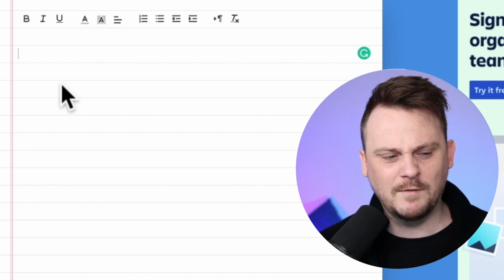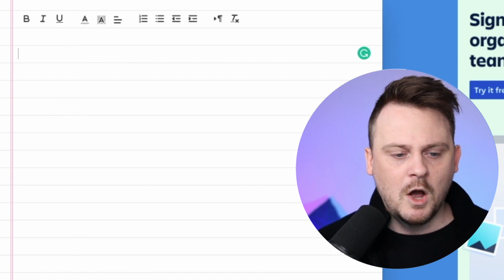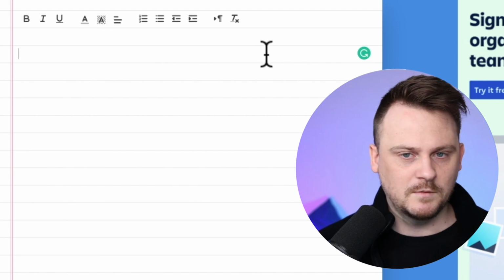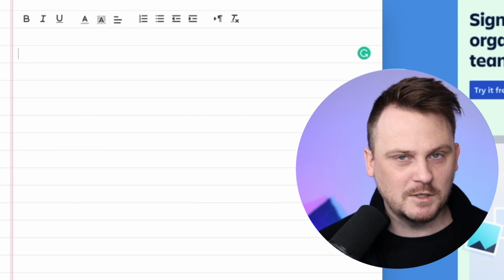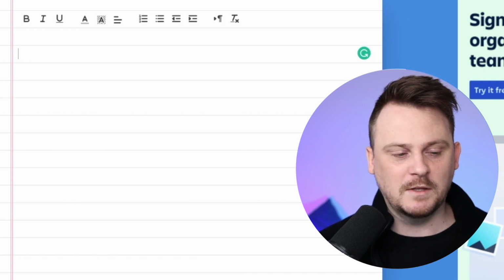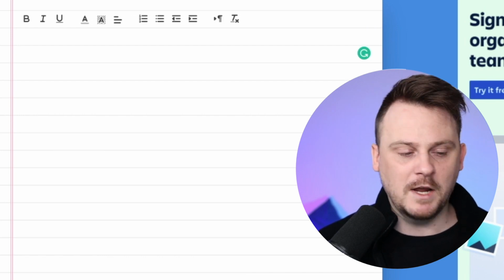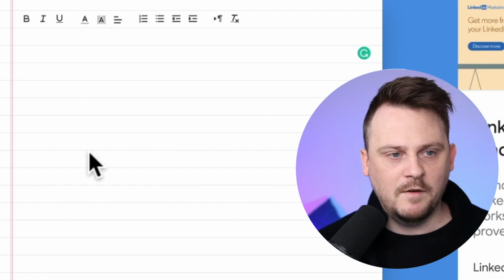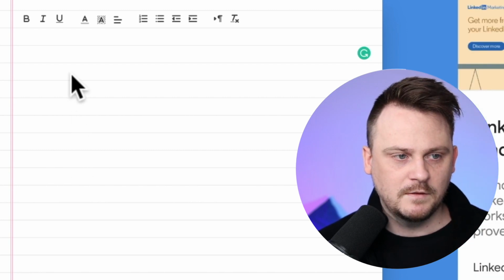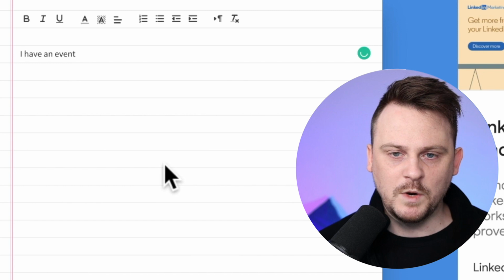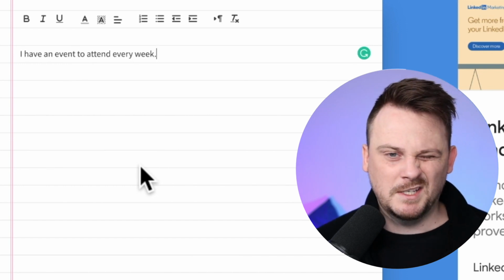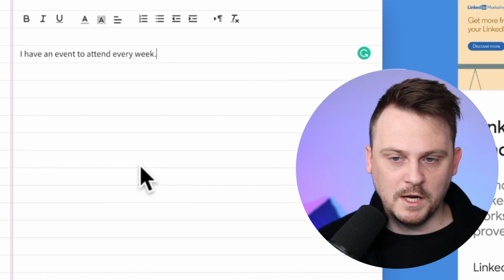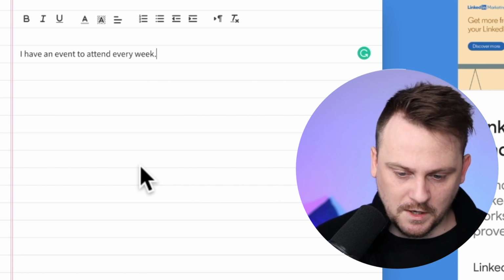Okay, so let's just give it a try. All you do, if this is working correctly, is hit start and then you go. I'm just going to talk about something that happened recently. Okay, here we go. I have an event that I need to attend every week, period. The event takes place at 10:30 in the morning on Saturday, period.